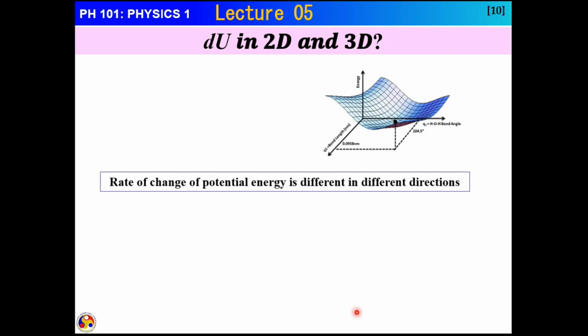So the rate of change of the potential energy is different in different directions. For example, even in the first class, we discussed the height of the hill, okay? The height of the hill depends upon the direction we move, and the rate of change of this height will not be the same if we move along the X direction and the Y direction. Similarly, here is the case given for the H2O molecule.